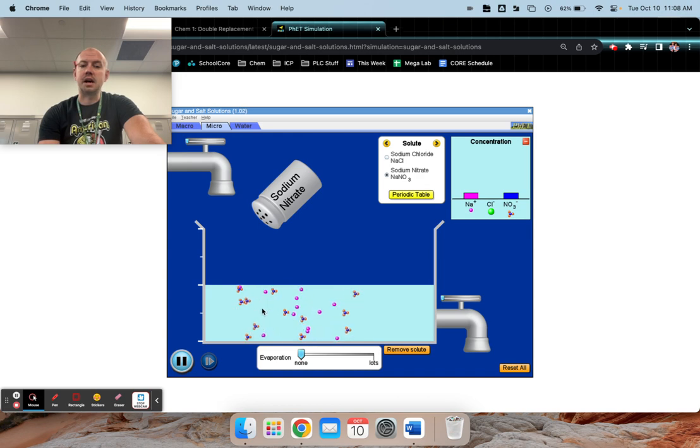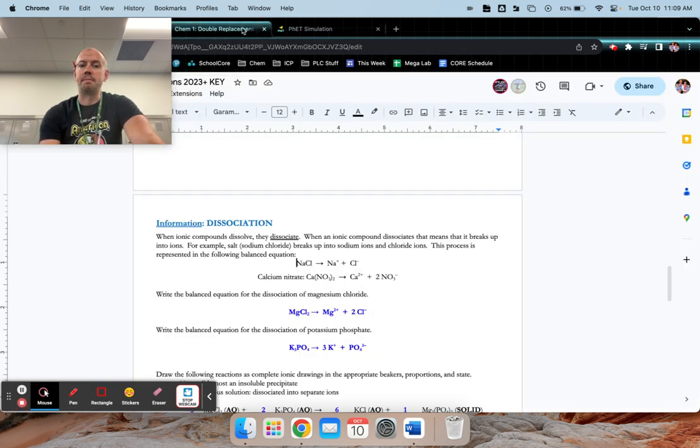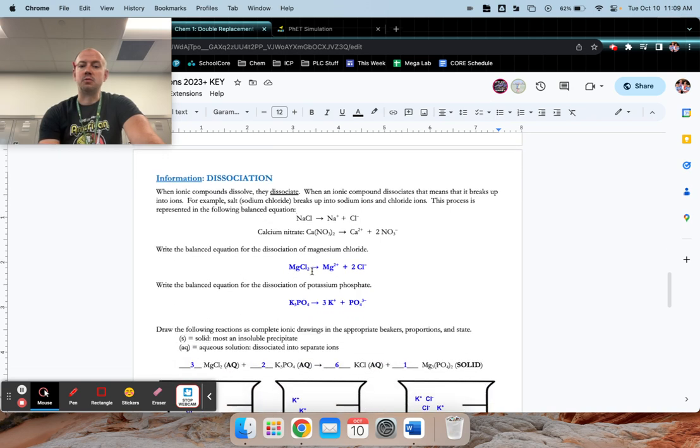A polyatomic ion like nitrate is still just one ion. So those would stay together. So I get a sodium for every nitrate. Here it has some other things there, but the key idea is whether it's a 1-to-1 or a 1-to-2 ratio, and that comes from the chemical formula. Magnesium chloride was 1-to-2. Potassium phosphate's 3-to-1, which is why I have a 1-to-2 and a 3-to-1 formula there.